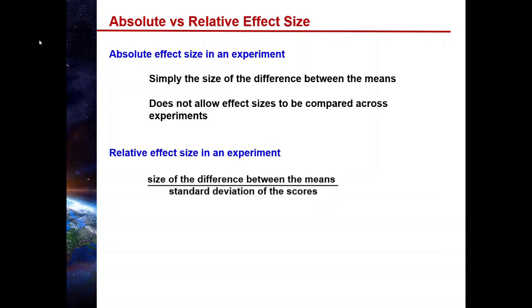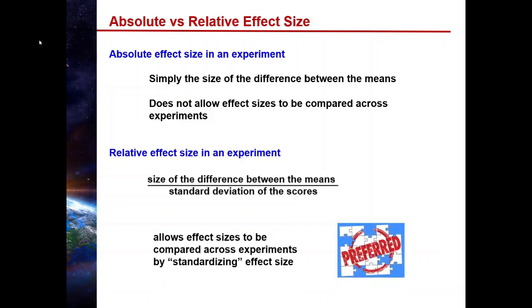And then your friend would do the same thing in his or her study. And now you can compare the two relative effect sizes because in essence, they've been standardized, all right? By taking your difference among your means, dividing by your standard deviation, and your friend doing the same thing, each one of them has been standardized so that you can now compare the two, all right? So generally speaking, this is the preferred way of calculating effect size in any experiment or study, okay?